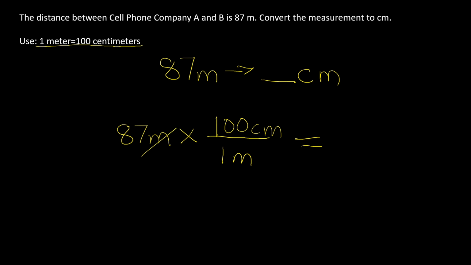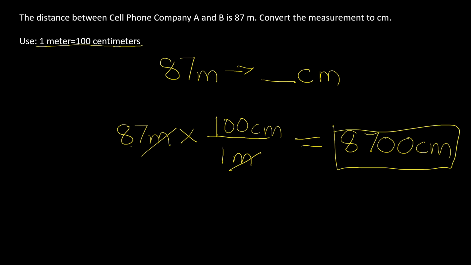Again, our rule here is we can cancel if one is on the numerator and the other one is on the denominator. Okay? And then let's multiply 87 times 100 centimeters is 8,700 centimeters. So therefore, our final answer is 87 meters is equal to 8,700 cm.